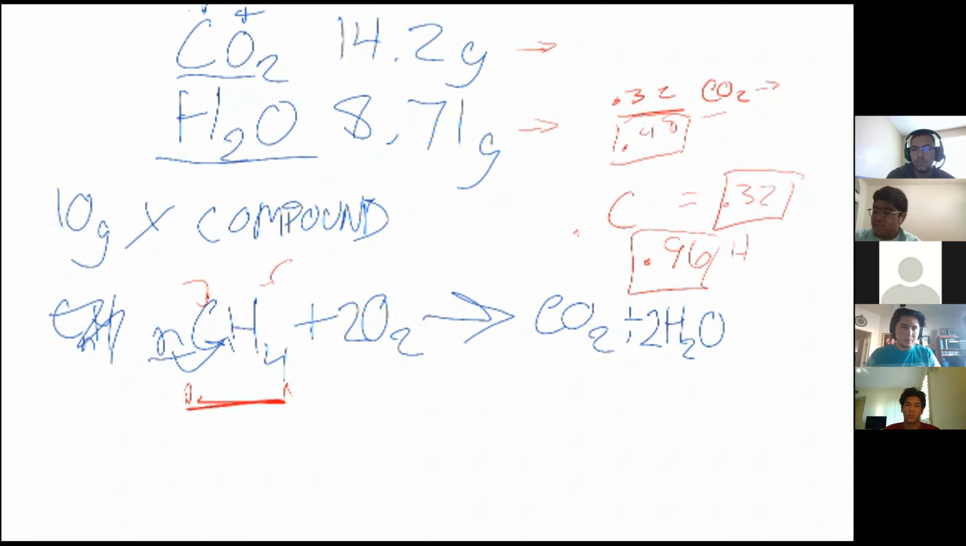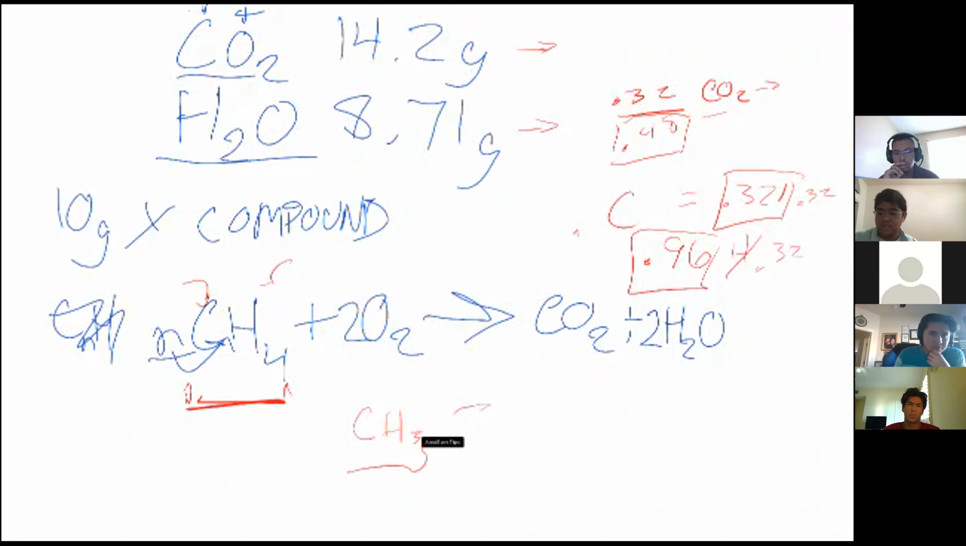The way we find empirical formulas is we divide by the smallest. Again, divide by the smallest. And that looks like roughly a 1-to-3 ratio. So CH3, that's our empirical formula, correct? And from the empirical formula, we can find our percent composition, right? Because we have the empirical formula and we can just go straight to percent composition.